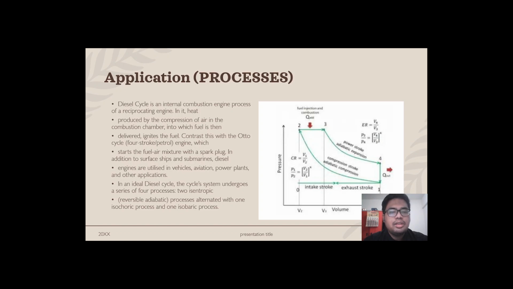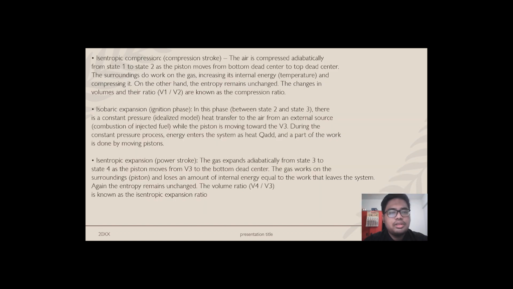In an ideal diesel cycle, the system undergoes a series of four processes: two isentropic and reversible adiabatic processes, alternating with one isochoric process and one isobaric process.